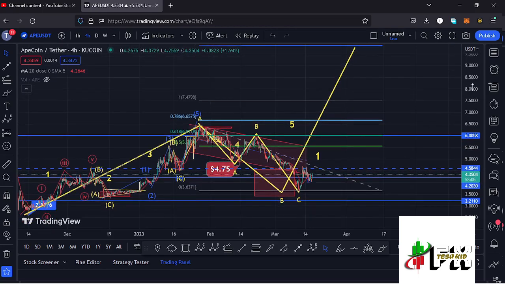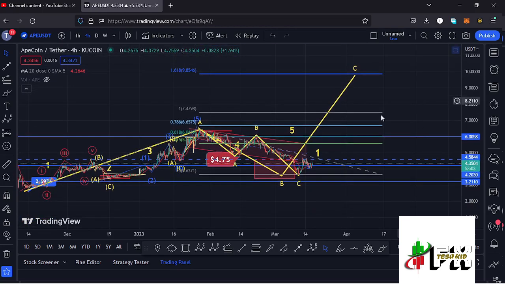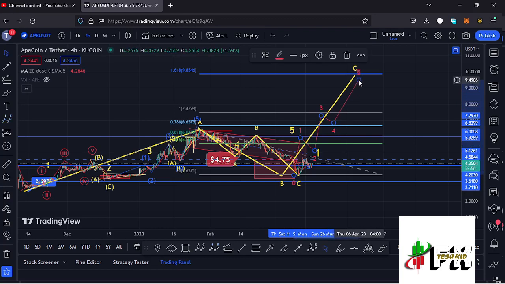And because of the impulsive nature in the formation of that wave C, I'm also expecting to see a 5-wave structure in formation within that wave C, having the wave 5 fully maximizing our target areas and also giving us the high in the formation of that wave C to the upper side.